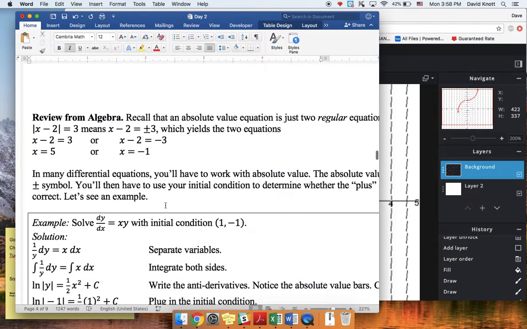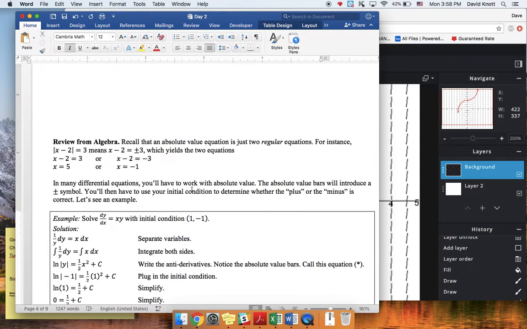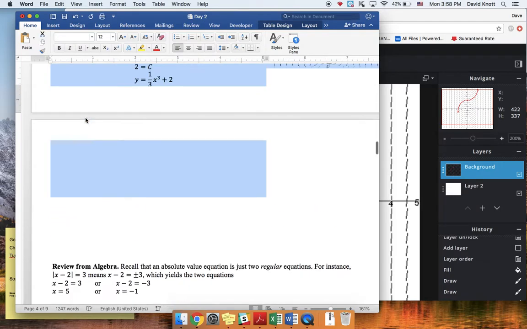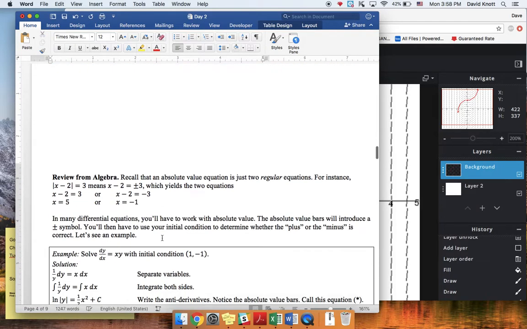Okay, so that's pretty good. I just want to draw your attention to this example that appears here. What I'm doing in this next section is I'm sort of preparing you to solve harder differential equations.